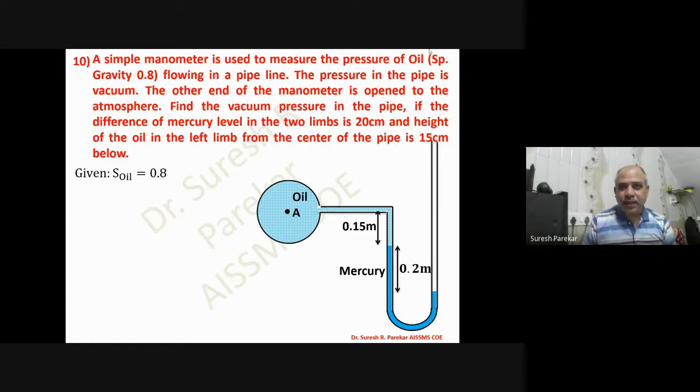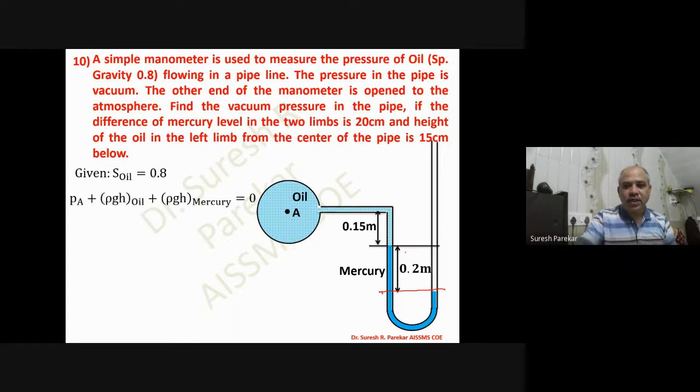A simple manometer is given and we are interested in measuring the pressure at point A, that is PA. We have to consider this as the reference and then measure it. So that is P suffix A, as we are going down, so plus 0.8 into 1000, that is 800 into 9.81 into 0.15, and plus this rho gh, that is 13,600 into 9.81 into 0.2.